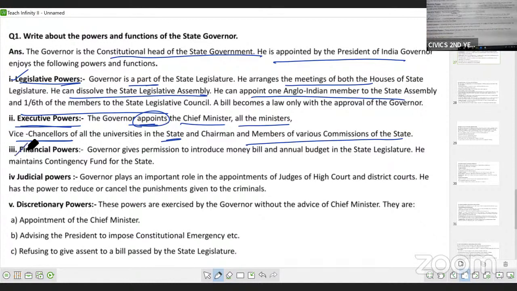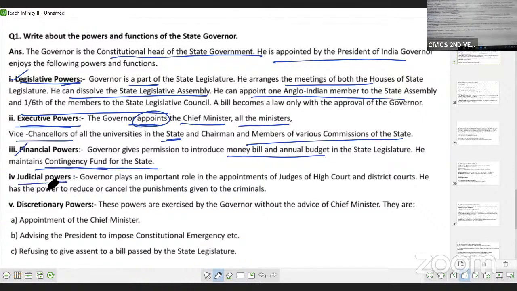Next is financial power. So he gives permission to introduce money bill and the budget in the state legislature, and he maintains or operates contingency funds of the state, to meet unforeseen situations, to meet the financial crisis. He can use contingency funds. That is his financial power.